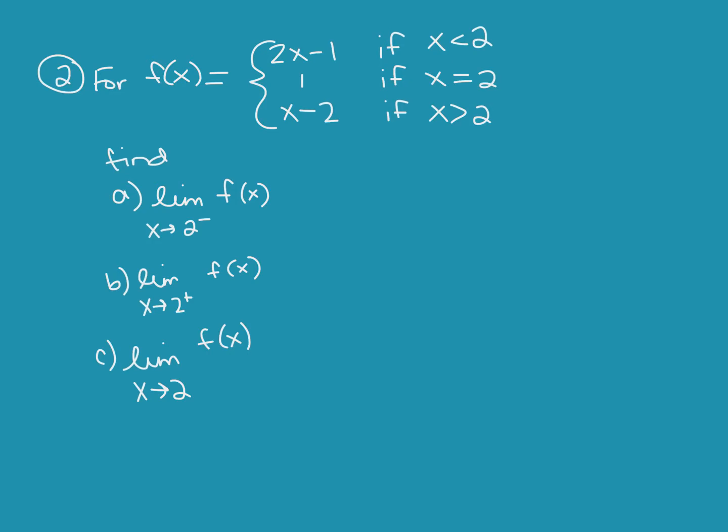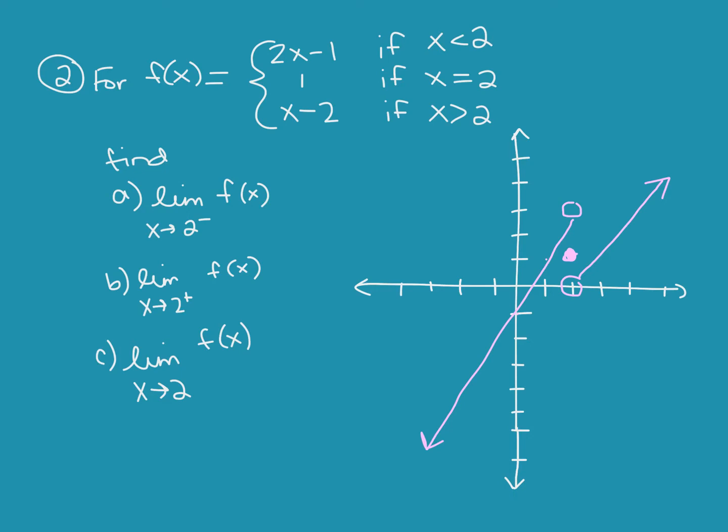For number 2, I would like you to pause and try to graph it, and then try to do the problem on your own. So this is what the graph of this function looks like. It's a little strange. I think probably the easiest way to do this type of graph is to substitute in a few values. For example, when x is less than 2, you're going to want to substitute in values less than 2, but you're also going to want to substitute in values equal to 2.